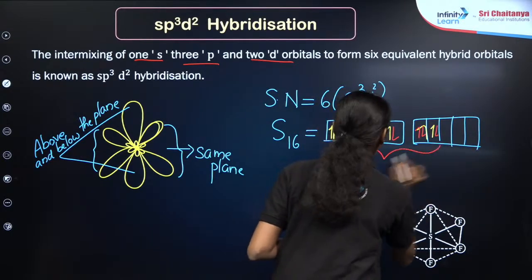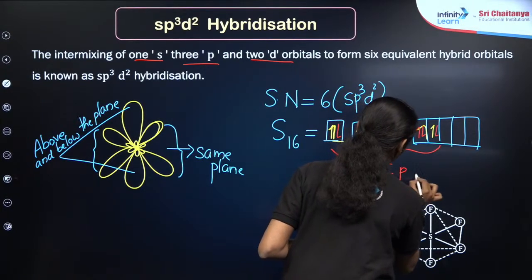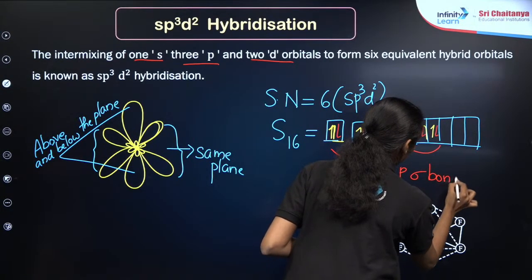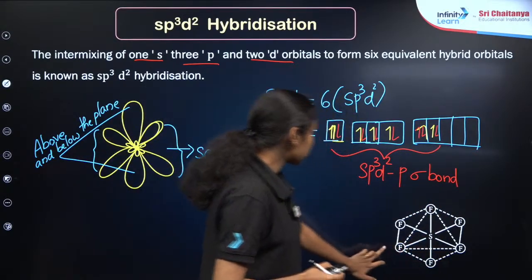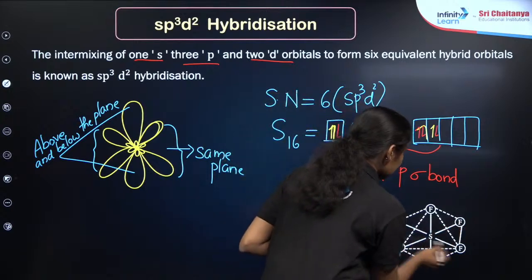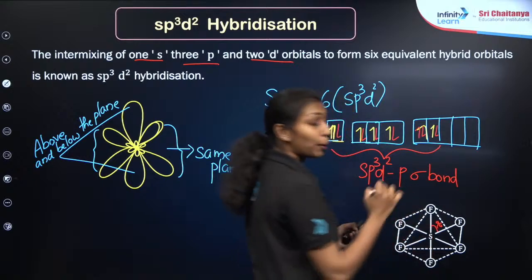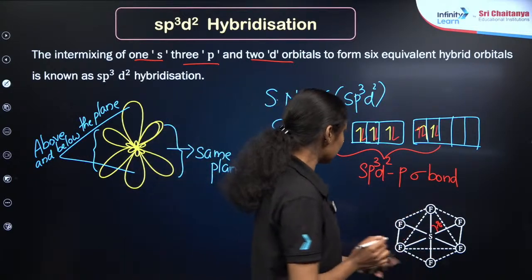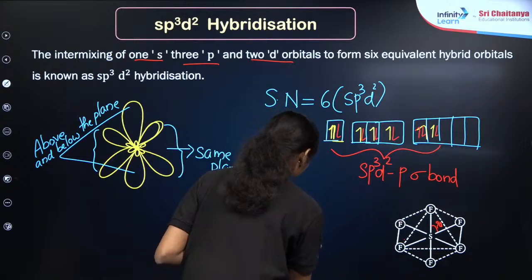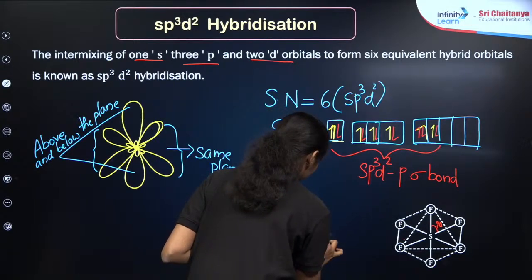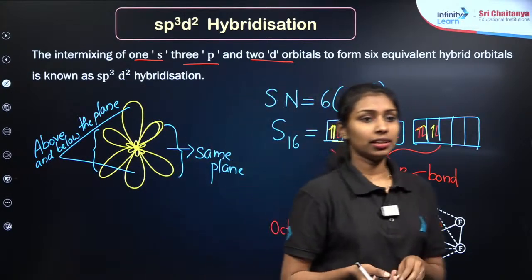So it will form sp3d2-p overlapping, or sigma bonds. In total the structure will have 6 sp3d2-p bonds forming 6 sigma bonds, right? Which means these 4 are in the same plane having a bond angle of 90 degrees. Again these two are above and below the plane, having a bond angle of again 90 degrees, right? This shape is known as the octahedral shape. Clear?